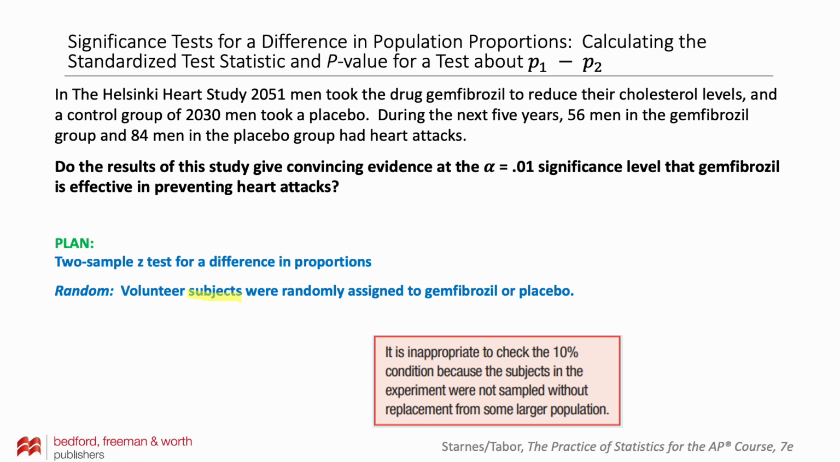Then notice that the 10% we don't need to check, because the subjects in the experiment were not sampled without replacement from one larger population. So we don't have to write the 10% condition.